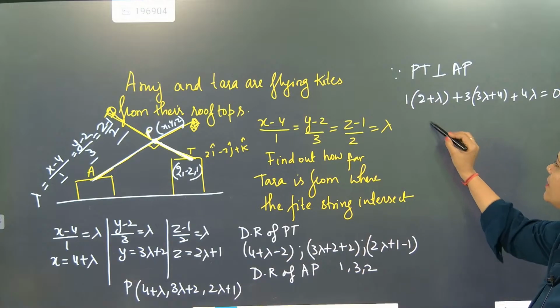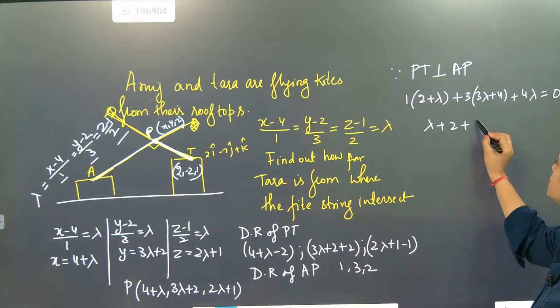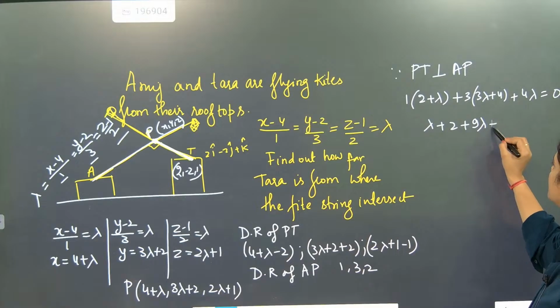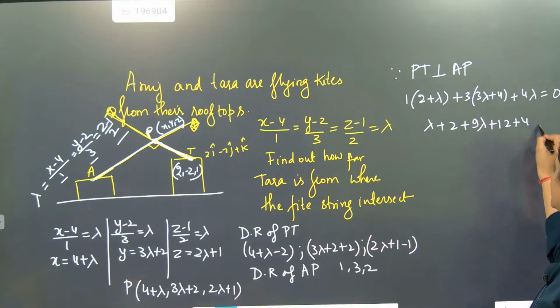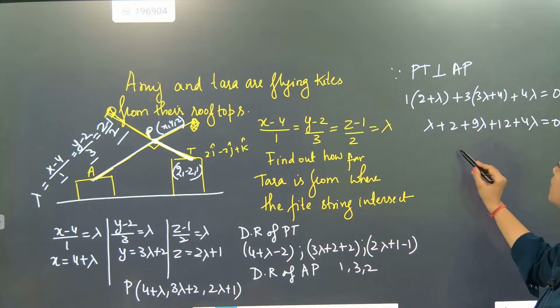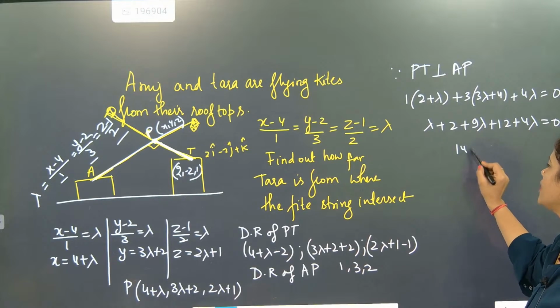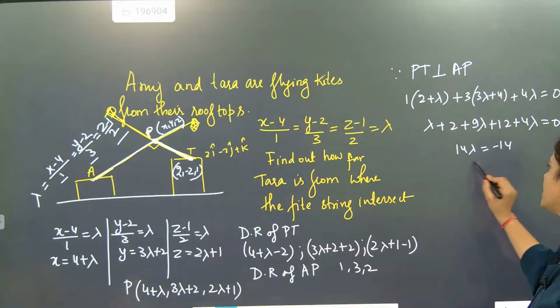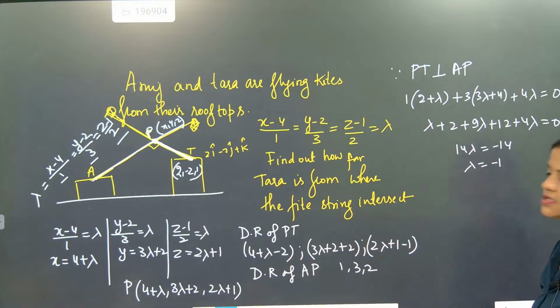What is the value of lambda coming, beta? Lambda + 2, plus 9 lambda + 12, plus 4 lambda equal to 0. So 1 + 9 + 4 is 14. Correct, na beta? 14 lambda is equal to minus 14, so lambda equals minus 1.